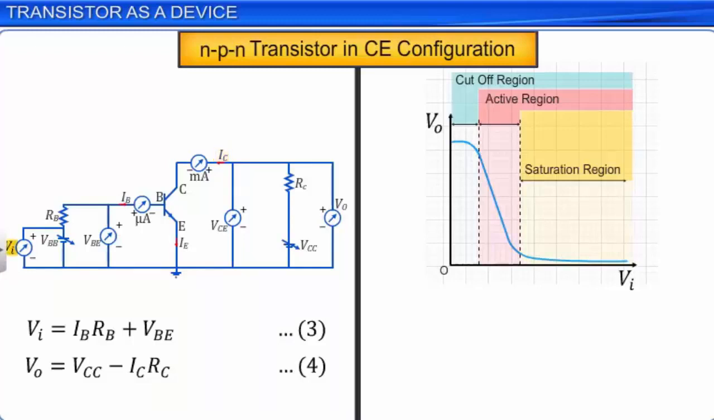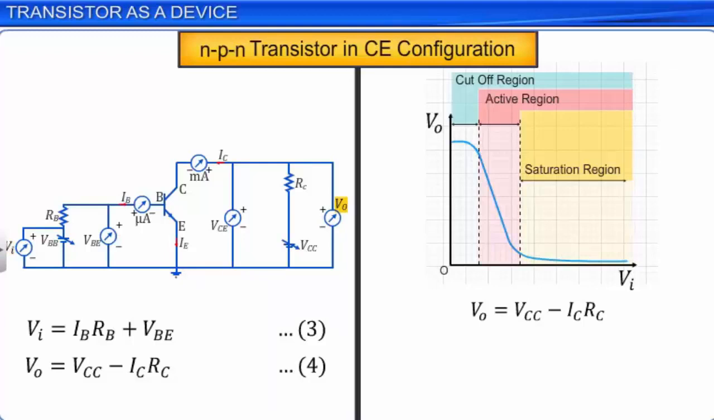The output voltage Vo decreases linearly till its value becomes less than 1 volt. Beyond this, the transistor goes into the saturation state. That is, with further increase in input voltage Vi, the output voltage further decreases to 0 but never becomes 0. In the saturation state of the transistor, the collector current IC is maximum.